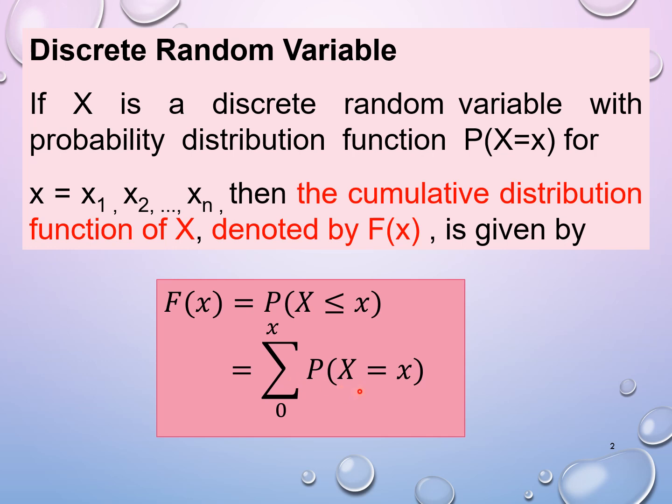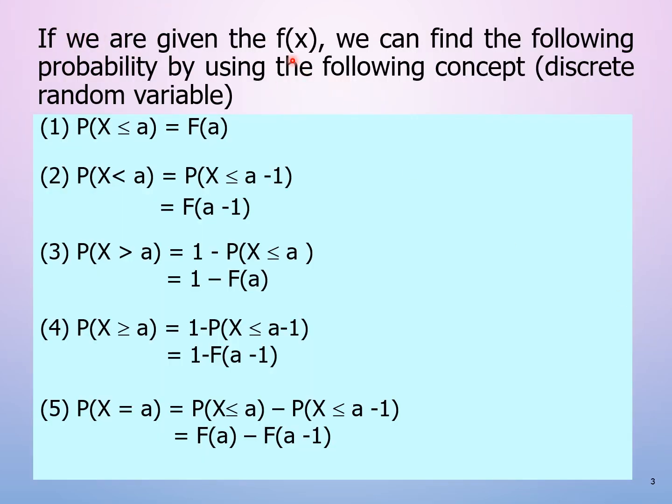or equal to the summation of probability X equal to x, starting from 0 until x. If we are given the F(x), we can find the following probabilities by using the following concepts of discrete random variables. Number 1, probability X less than or equal to a is actually equal to cumulative of a. Number 2, if you have probability X less than a, then it's actually equal to probability X less than or equal to a minus 1.